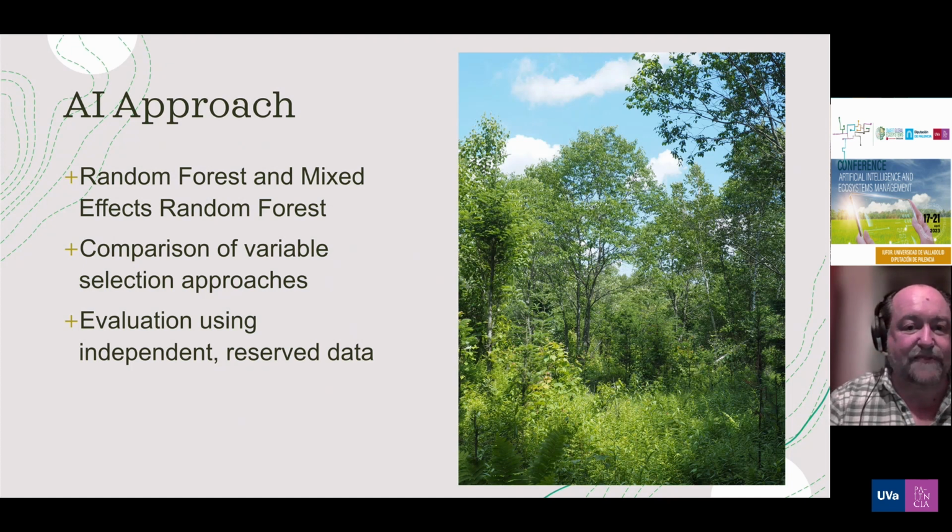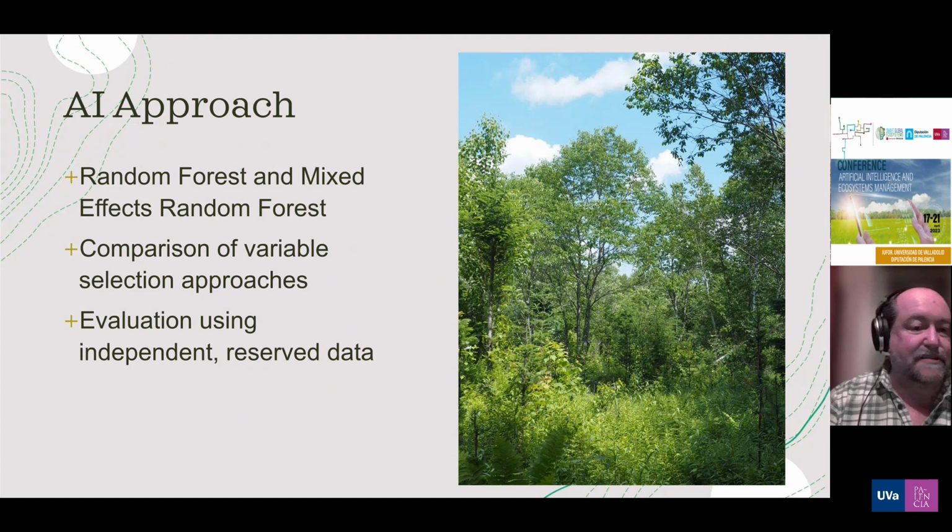I mentioned that we have longitudinal data here. We have the same plots remeasured multiple times. Mixed effects random forest is a way to try to account for that clustered nature of the data in the modeling approach. We want to compare these two approaches, ask whether dealing with the complexity and the clustering is important.